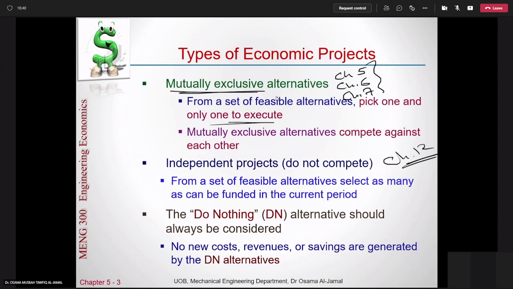This is one of the types of economic projects. Though you're not going to select anything, it is there. This type is a hidden type. No one will tell you about it, but you need to give a decision not to go for any project. Just say do nothing, we're not going to select any. Hope that is clear.